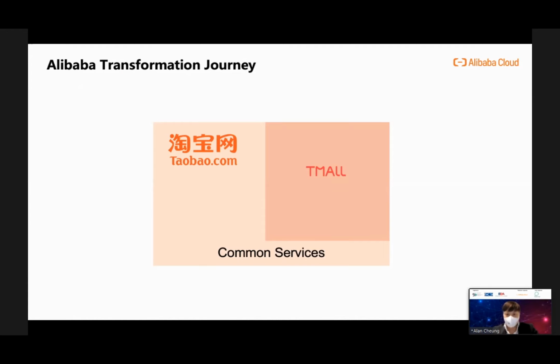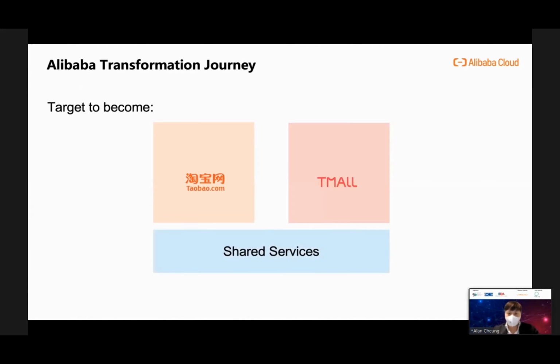And the management had a thought. I think it's a very good thought and direction that they wanted to take. What they wanted to do was to have a separate department, a separate business called shared services, so that it pulls out these common services as a separate unit, and then Taobao and Tmall can access them. So this is what they wanted to do.